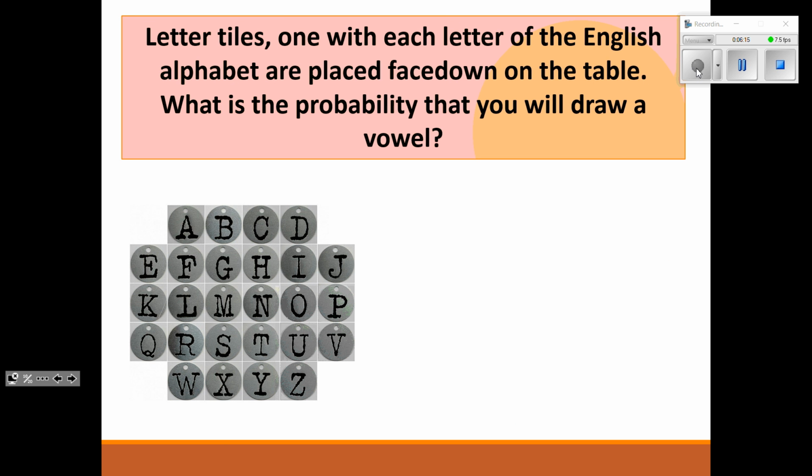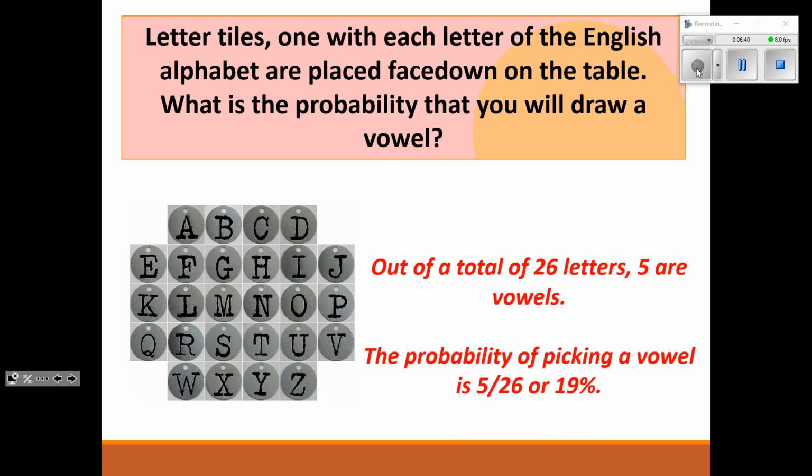26 letter tiles, one of each letter of the English alphabet, are placed face down on the table. What is the probability that you will draw a vowel? There are 26 letters in our alphabet. How many vowels do we have in our alphabet? A, E, I, O, and U. 5 vowels. So that would be 5 to 26. So what is the percentage? So that would be a vowel. 5 divided by 26 is 19%.